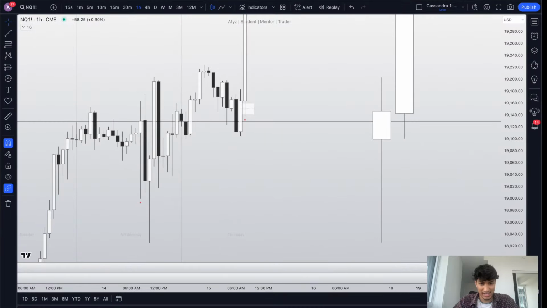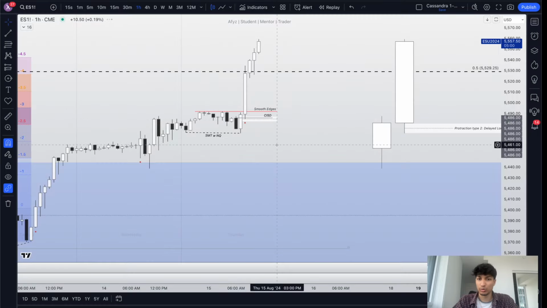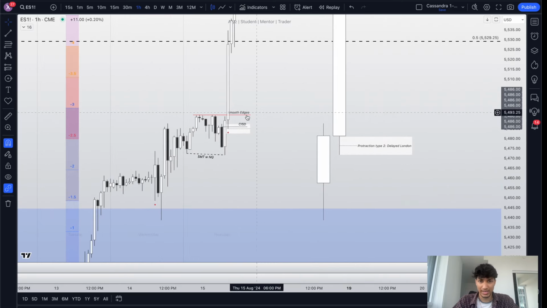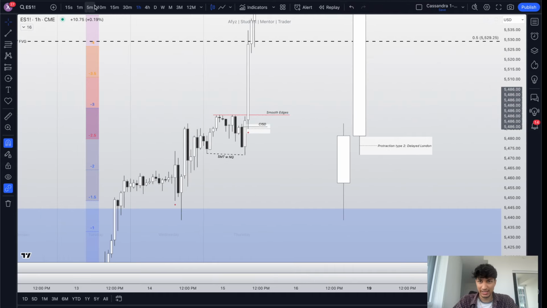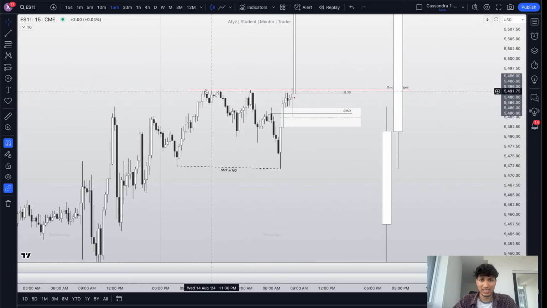And in seeing this SMT divergence, we now qualify market structure on our intermediate, our hourly time frame, for example, to classify if this is going to remain the low of the day. As you can see, we have relatively smooth edges at the buy side, and then we have a change in the state of delivery by the time the New York session opens at around 8 a.m.